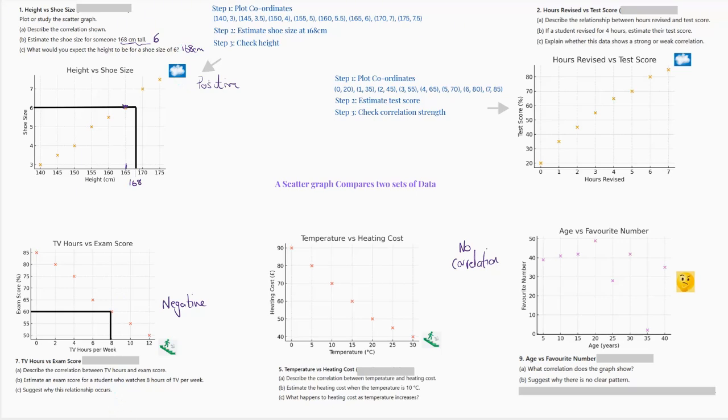Right, let's go on to another one. I hope you're understanding it so far. This question asks, hours revised versus test score. Now, I've explained what a correlation is, and we can tell by looking at it straight away that the relationship between hours revised and test score is a positive relationship. It's a positive correlation because it's going all the way up to the skies. So the answer would be a positive correlation.